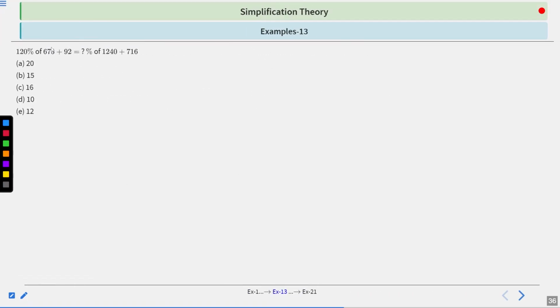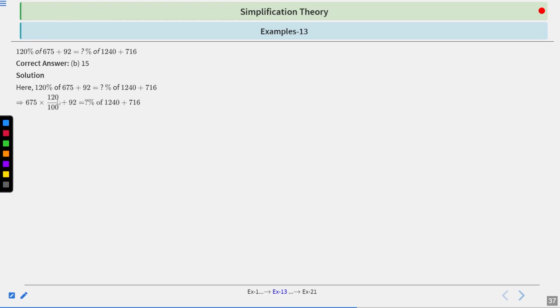Now see the example. 120% of 675 plus 92 equals to question mark percent of 1240 plus 716. There are 5 options. First is 20, B is 15, C is 16, D is 10 and E is 12. So see the solution. Now the correct answer of this question is 15. Now see solution. So here question says that 120% of 675 plus 92 equals to question mark percent of 1240 plus 716.